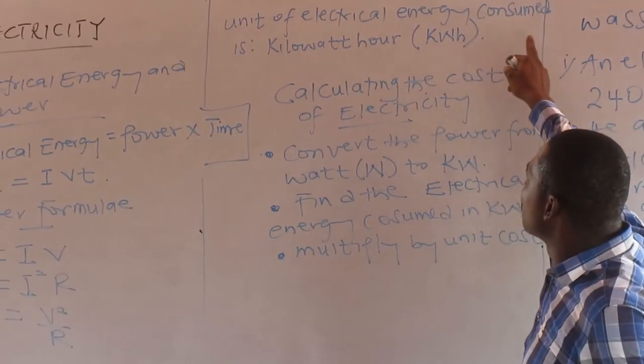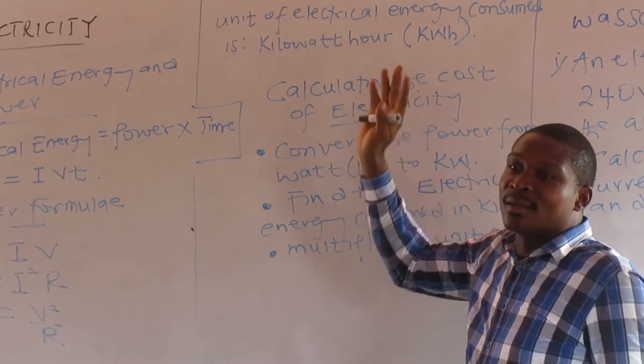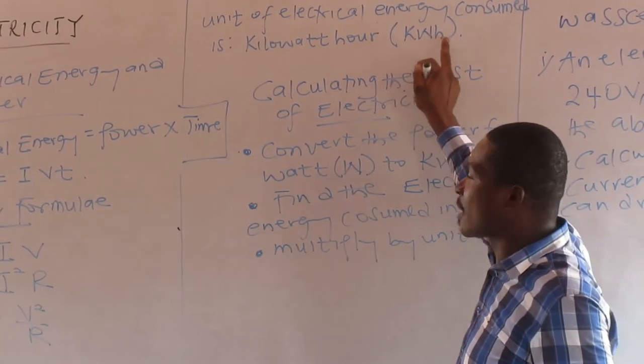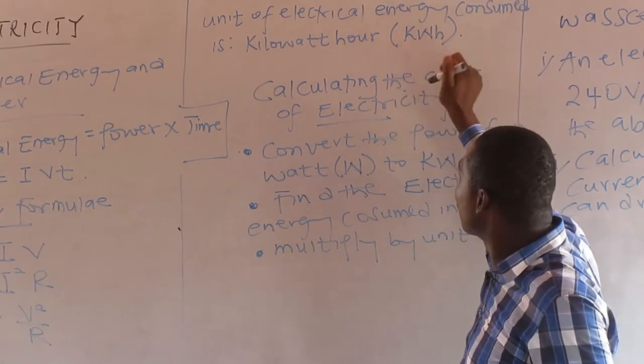The unit of electrical energy consumed is the kilowatt hour. I did not say kilowatt per hour. Kilowatt hour, that's all. Not per. If it's a per, you see a slash.